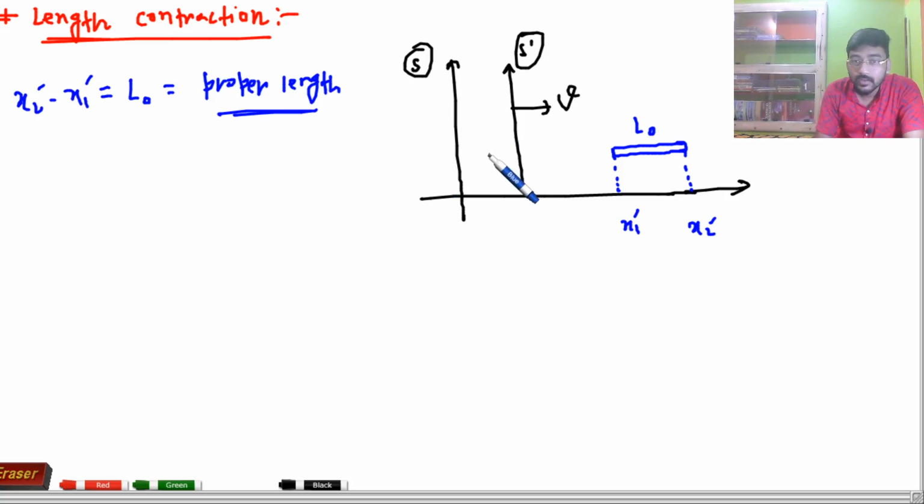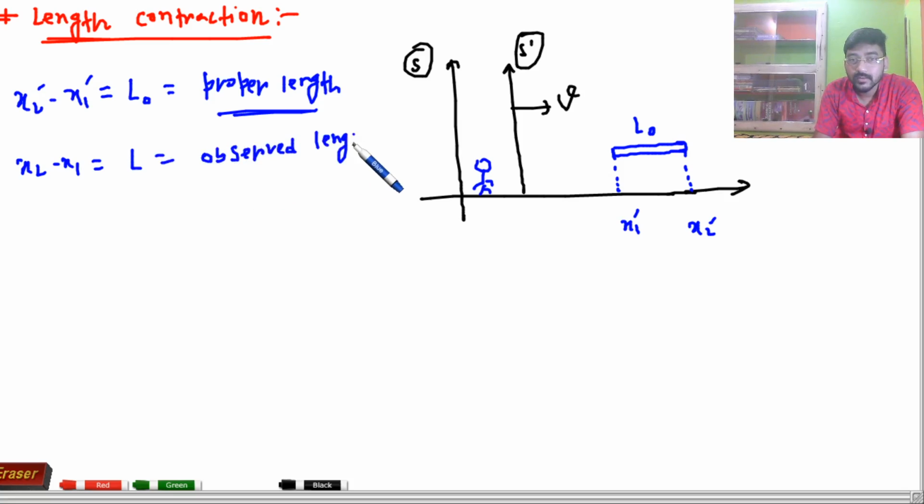Now, if another observer who is sitting in the frame S measures these coordinates as x1 and x2, that is x2 minus x1, then he will measure L, that is the observed length. This is not the proper length. Proper length is that length which is measured by the observer sitting in that frame. But if you are sitting in another frame and you measure the length, then you will not get the actual length or the proper length.